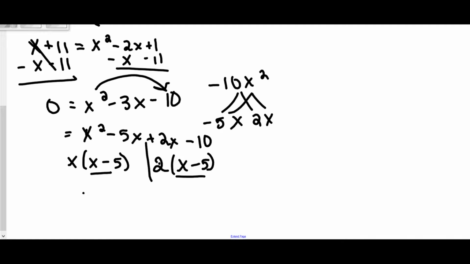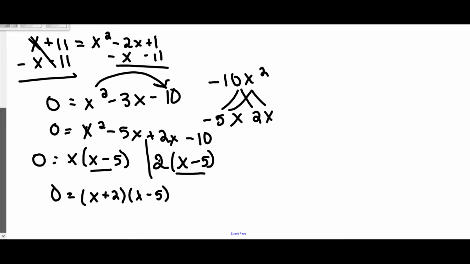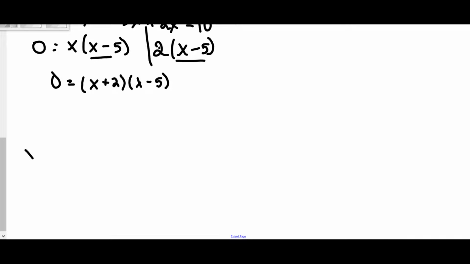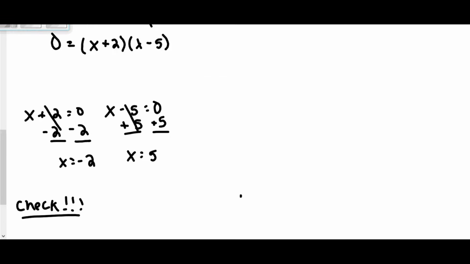So after you're done factoring, you get that your factors are x plus 2 and x minus 5. And this is all still equal to 0. So once you're here, you have your two factors that are equal to 0. You're going to take each one and set them equal to 0 and solve for x. So once we solve for x, we get x equals negative 2 and x equals 5.